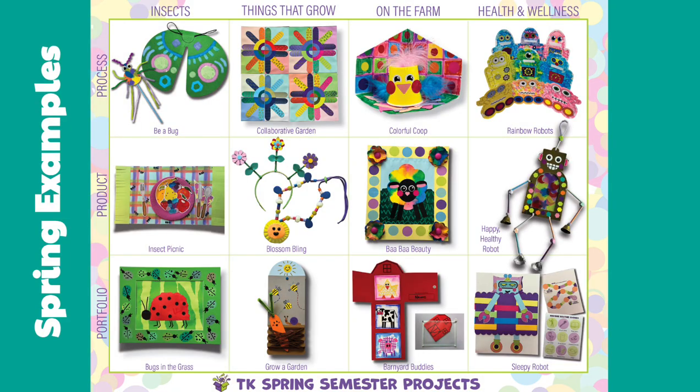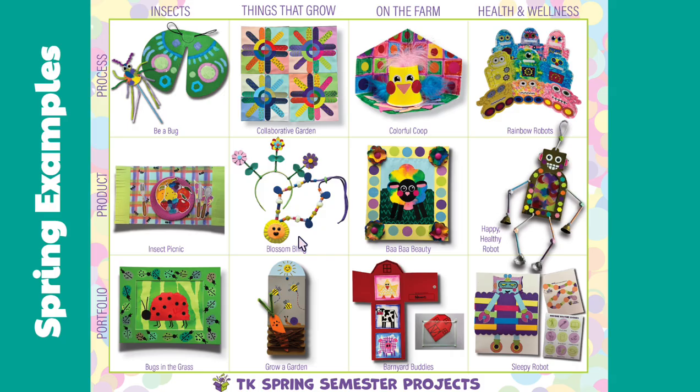And a look at the spring semester, it looks very similar with the 4 themes at the top and process, product, and portfolio here on the side. Sometimes something is in the process. So this is becoming a bug. So they get to make these little bugs' wings and become a bug. But it can also fit something similar into the product.